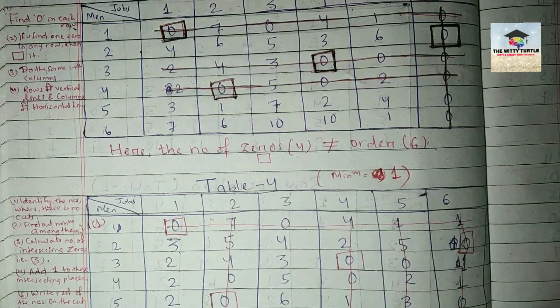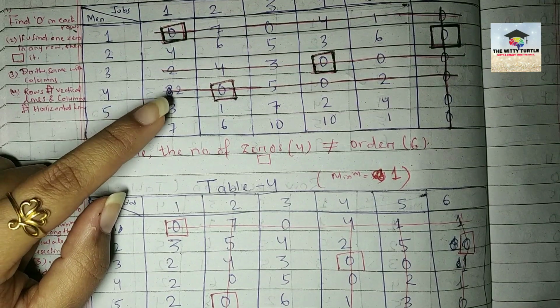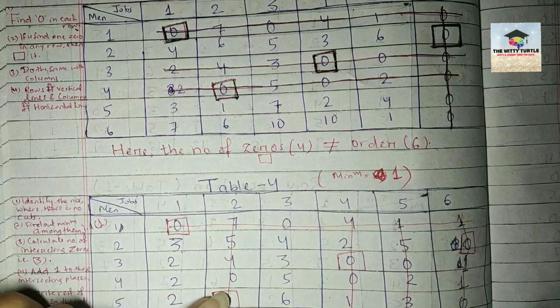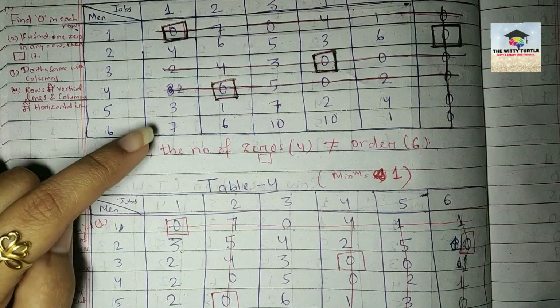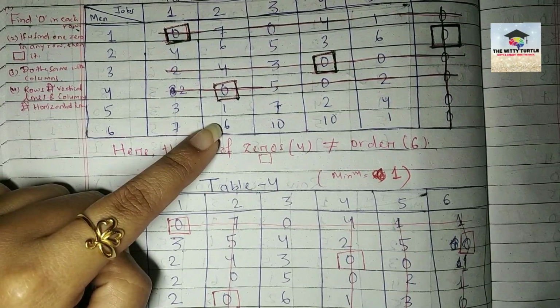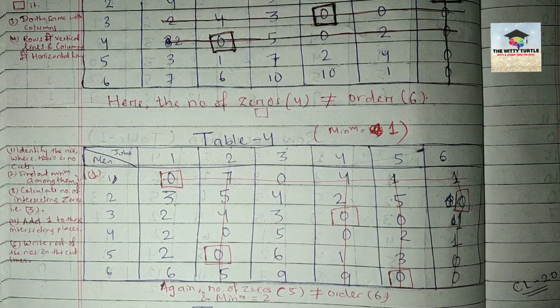And 0, right? Now the fifth row, what do you have to do? 3 minus 1, 2. 1 minus 1, 0. 7 minus 1, 6. 2 minus 1, 1. 4 minus 1 is 3. Then 7 minus 1 is 6. 6 minus 1 is what? 5. And then similarly you have to do.